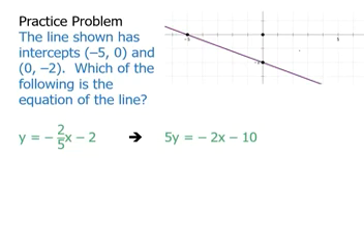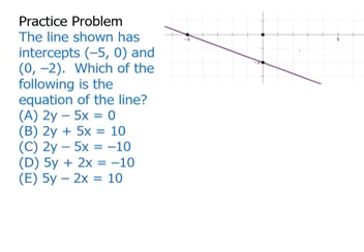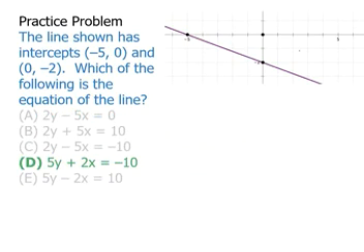Well, first, we're just going to multiply everything on both sides by 5 to get rid of the denominator. So we get 5y equals -2x minus 10. Then what we're going to do is add 2x to both sides. So we get 5y plus 2x equals -10. Now we go back to the answer choices, and we recognize answer choice D.